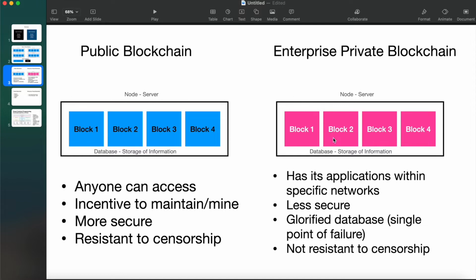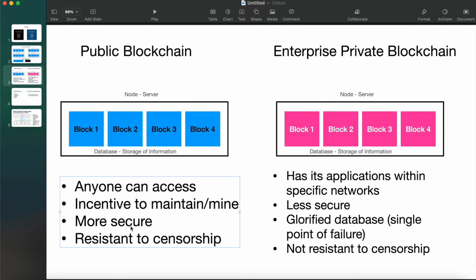But in a private type arrangement, usually there is no cryptocurrency behind it, and we're going to get into now how the incentive structure works, and how they maintain the integrity there, because there's no need for incentivizing people, because it's private, right?